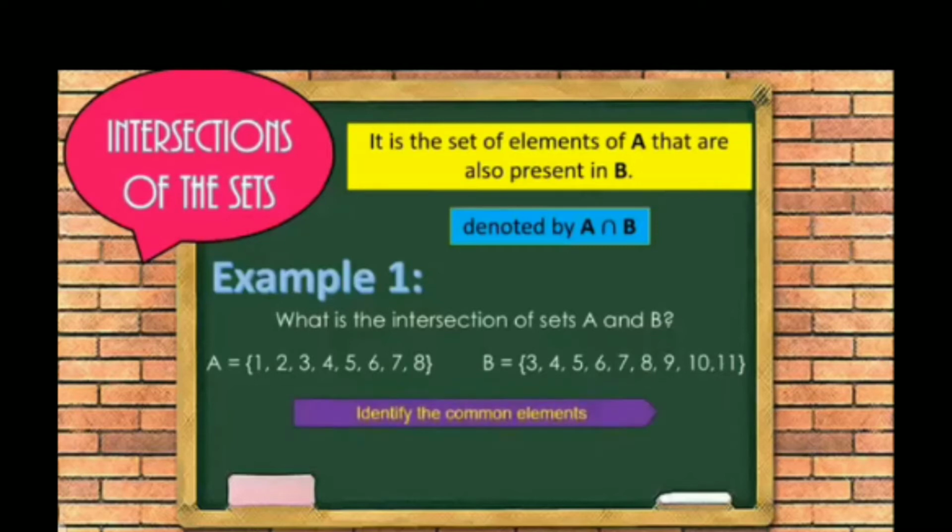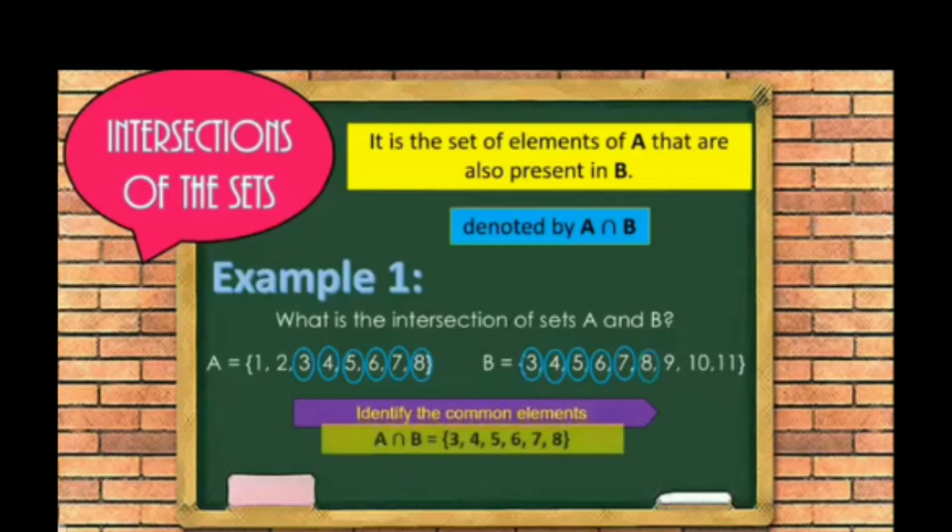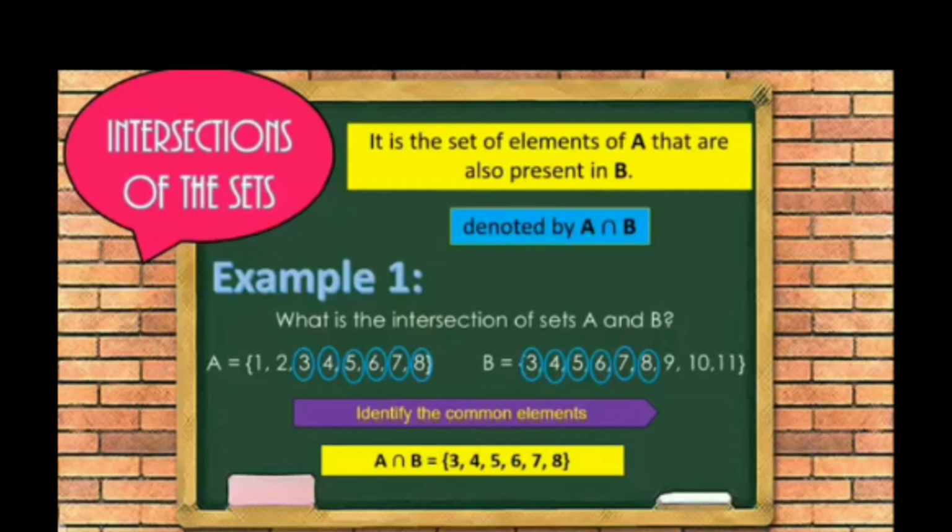Now we're going to identify the common elements. The common elements between A and B are 3, 4, 5, 6, 7, and 8. So we have here the intersection of A and B is equal to 3, 4, 5, 6, 7, and 8.